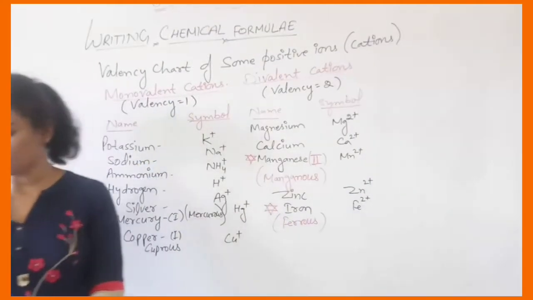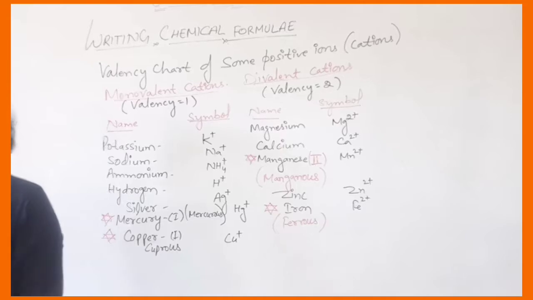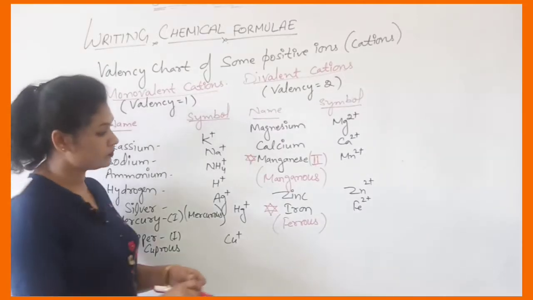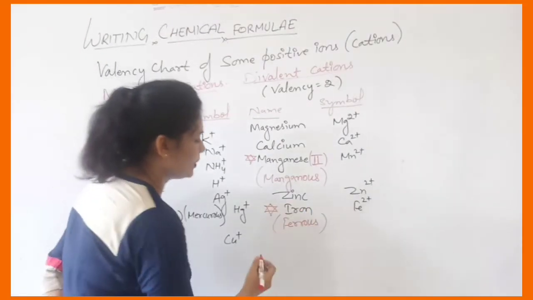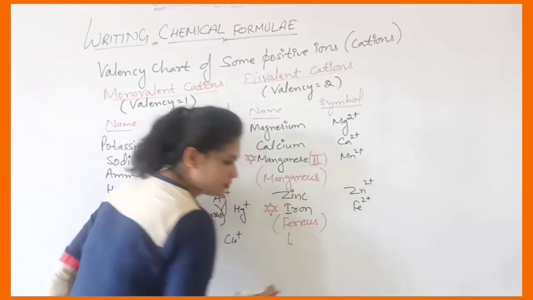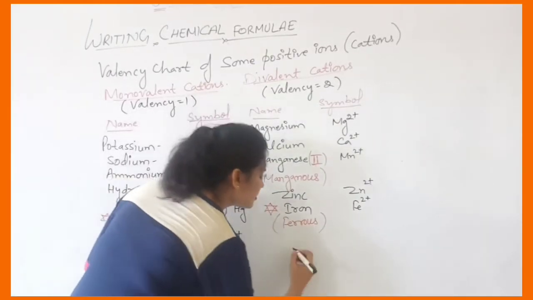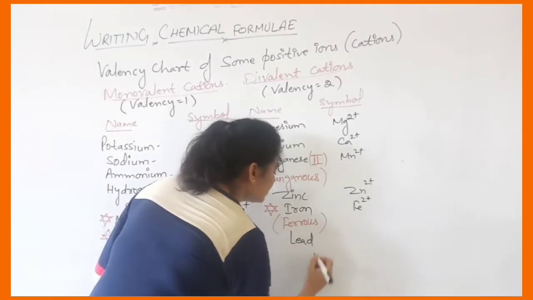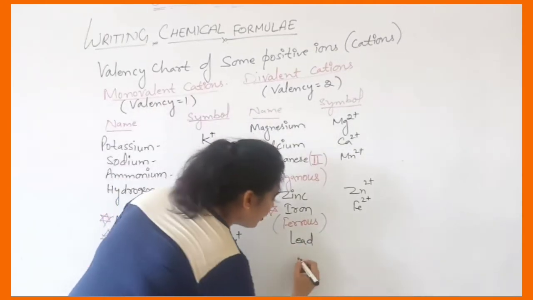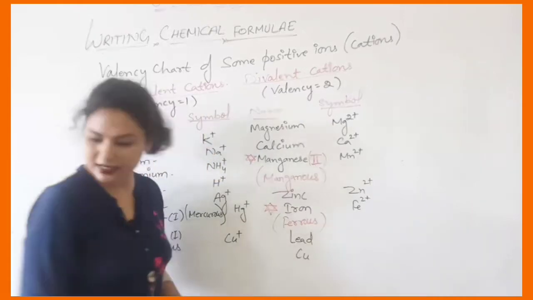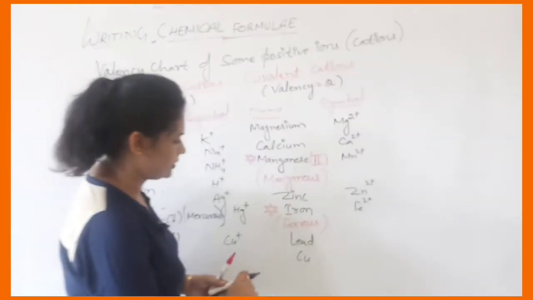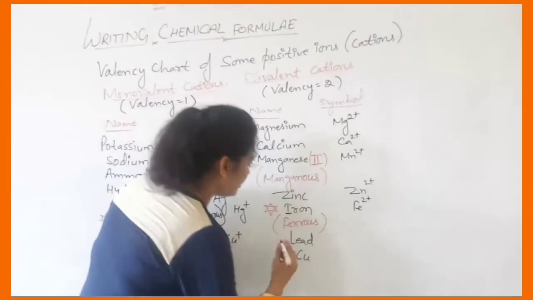Now next we can take lead, platinum and copper. So sorry, we can take next lead and copper. They also have variable valency. So first we will make the star here.